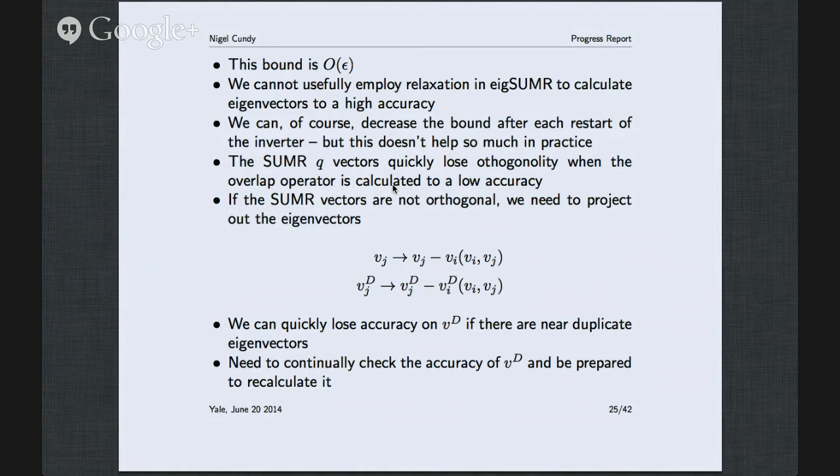Also, the Q vectors can quickly lose orthogonality when the overlap operator is calculated to a low accuracy if you're using SUMA. And if they are not orthogonal, we need to perform some projections. We need to perform a Gram-Schmidt orthogonalization, which means that once again we can quickly lose accuracy if there are near duplicate eigenvectors. So we also need to continually recheck the accuracy of this VD and recalculate it if it becomes too bad.